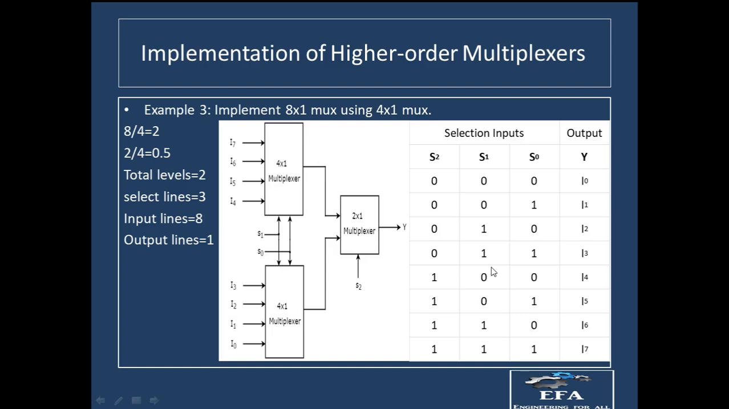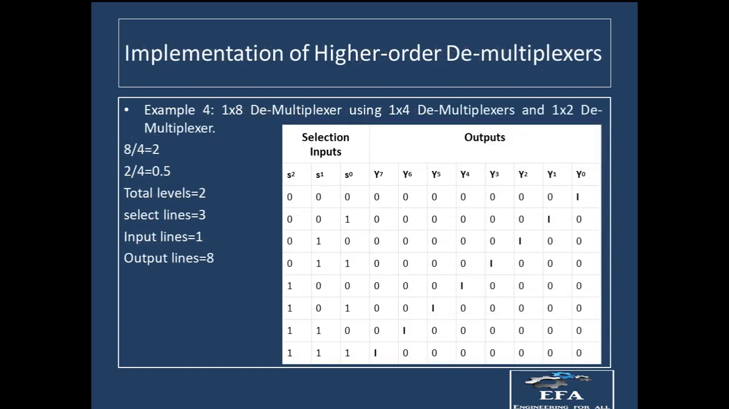Okay, so let us move on to the next example, that is implementation of higher-order demultiplexers. In the previous slides we discussed the multiplexers. Now we are going to discuss the demultiplexers. So how can we implement the demultiplexers? Now the method is the same, right? There is just a slight difference.